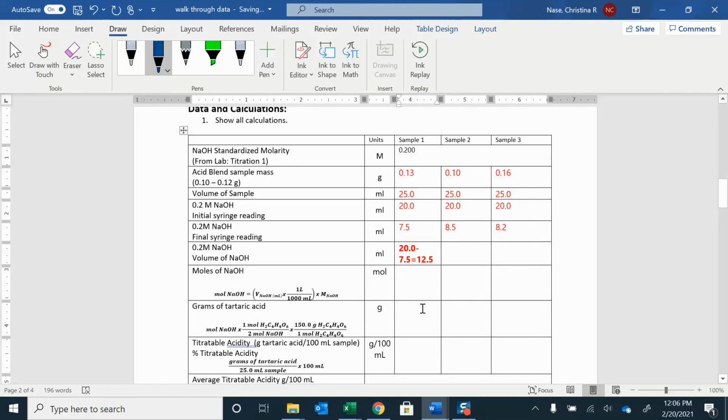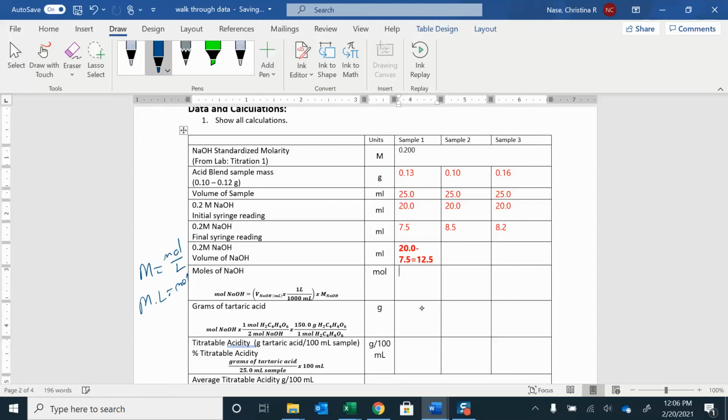And then I'm going to find the moles. So what do I know? I know the molarity and I know the volume, so I can find the moles. Remember, molarity is moles over liters. So for moles, I'm just going to multiply molarity times liters.